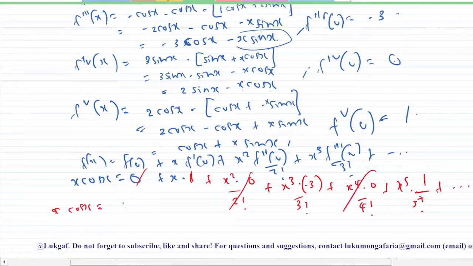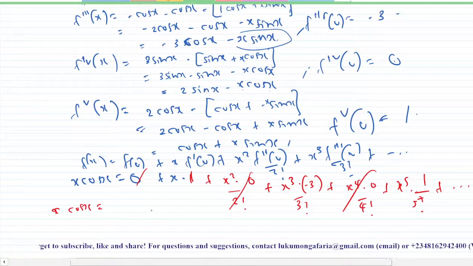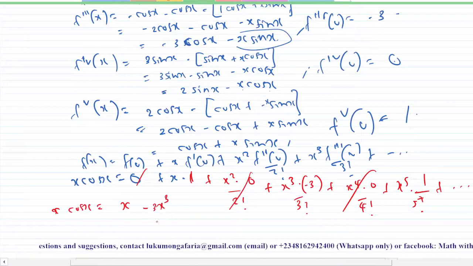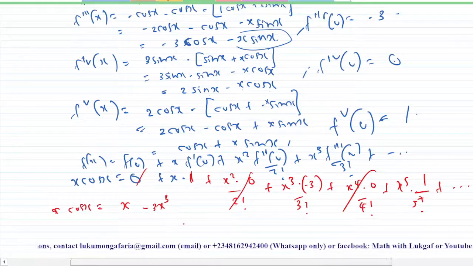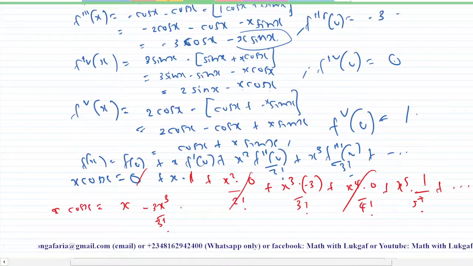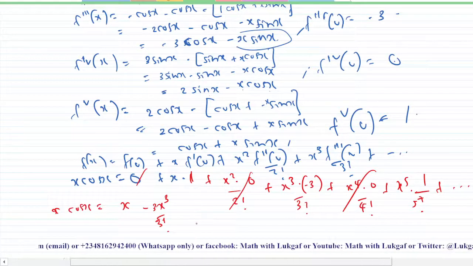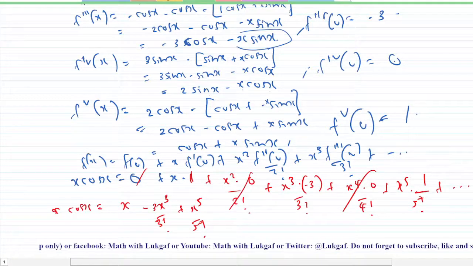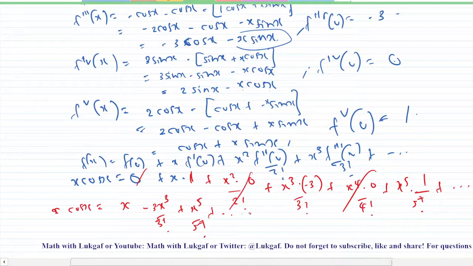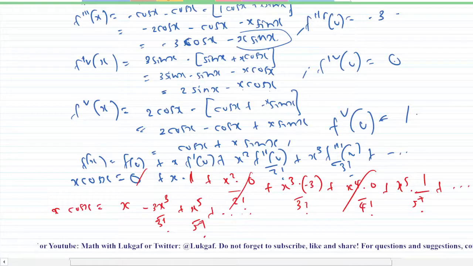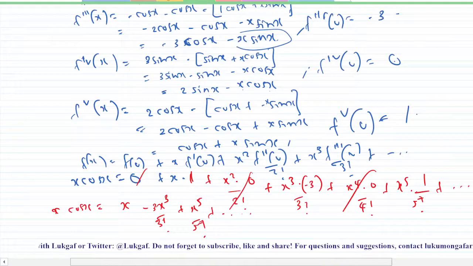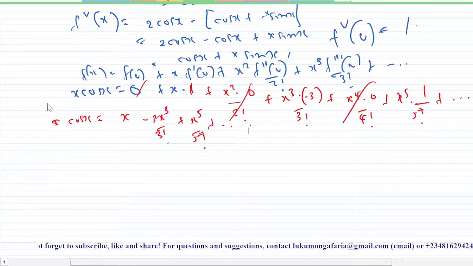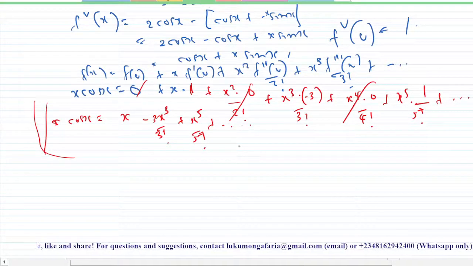This guy will cancel this guy. Then what do I have left? I have x, right? Minus 3s raised to power 3 divided by 3 factorial. You understand now? So then plus s raised to power 5 divided by 5 factorial plus dot dot dot. So that's that. You've expanded it in what? In terms of the Maclaurin series.